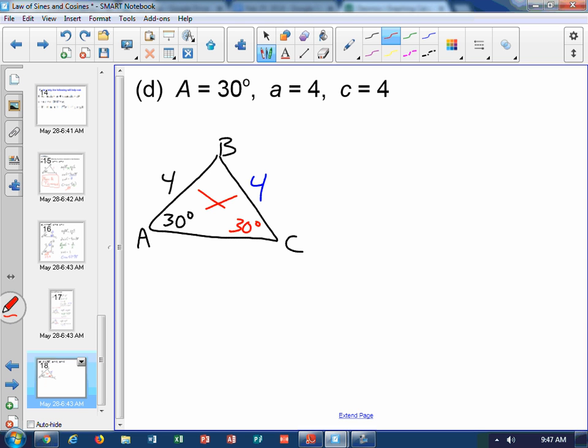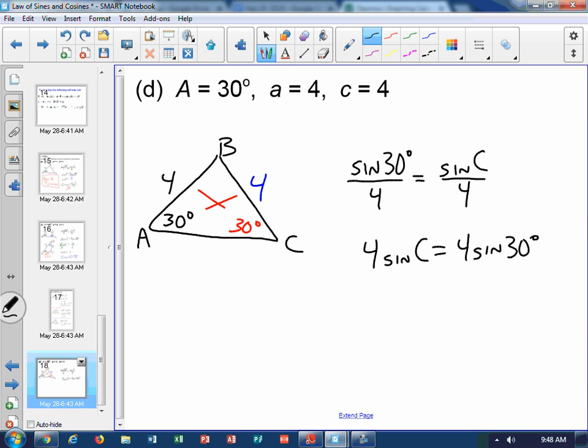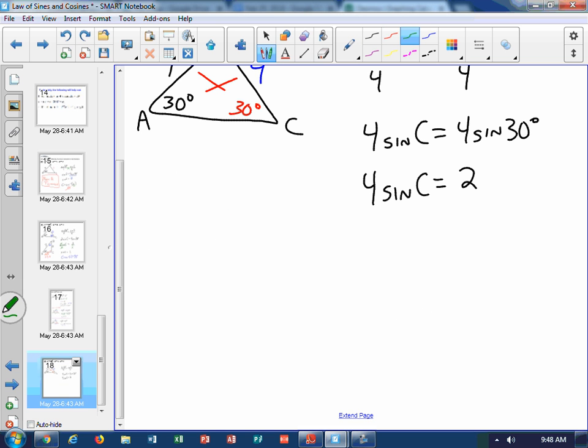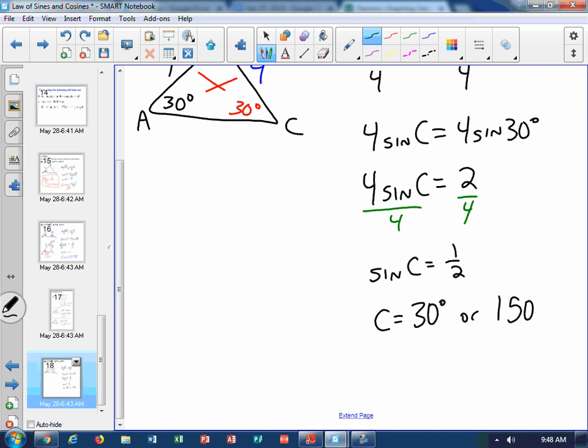And if we did our setting up sine of 30 over 4 equals the sine of C over 4, and you did the multiplication, 4 times the sine of angle C equals 4 times the sine of 30, which we know is 2. So dividing both sides by 4, you get the sine of angle C is a half, which means C is going to be 30 degrees, or 150 degrees. Because remember, the sine of 30 and the sine of 150 both give you a half.